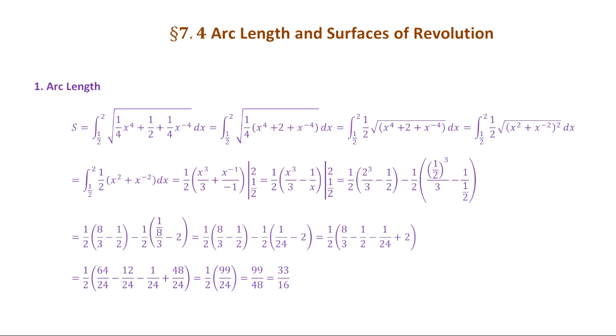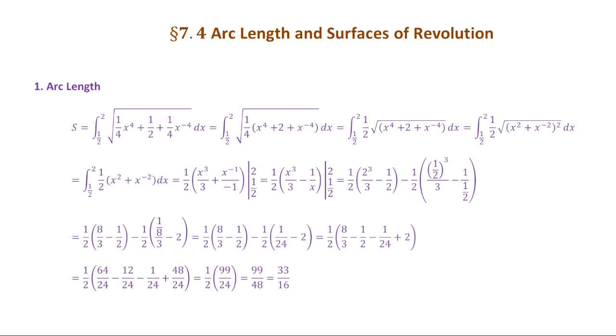And again, you can take the root of 1/4 to get 1/2, out of the radical. But then x to the fourth plus 2 plus x to the negative 4 inside it can be factored as x squared plus x to the negative 2, squared. You can easily check it if you want. And then if you take the square root of this perfect square, you get just x squared plus x to the negative 2. Then you can easily integrate the two terms by using the power rule again.